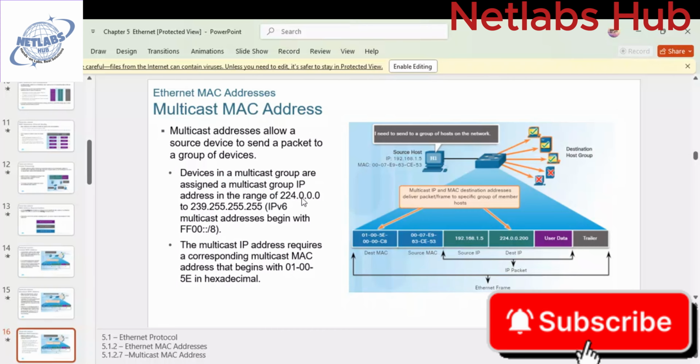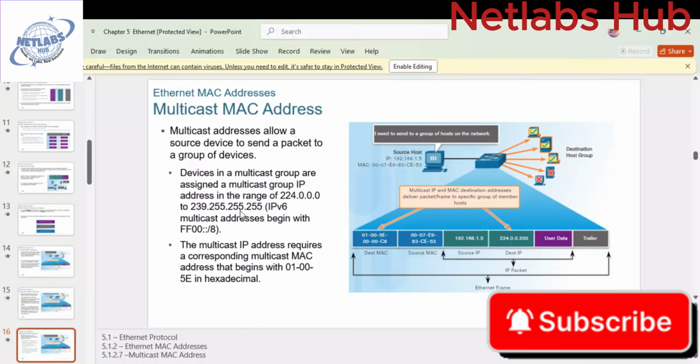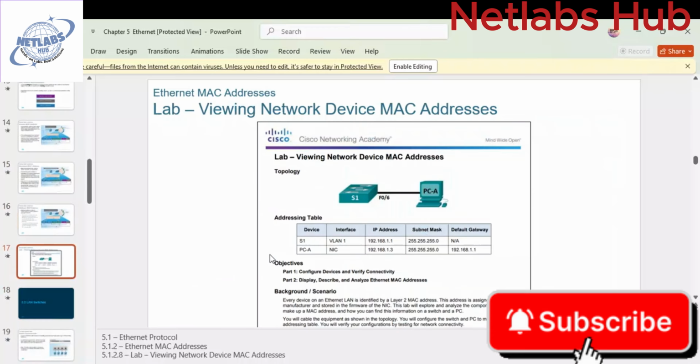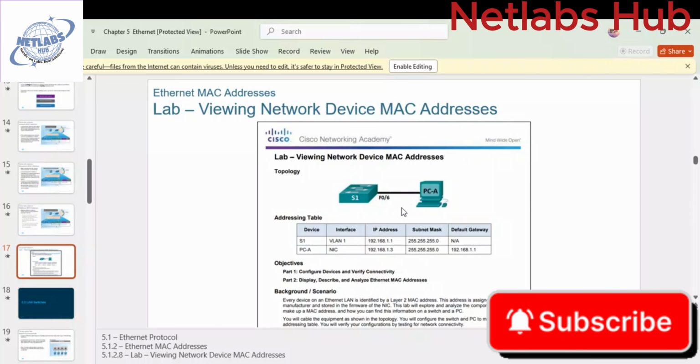That is 224.0.0.0 up to 239.255.255.255. So that is it. When it comes to IP version 6, we use FF00::/8. So this is a network you can use to verify the MAC address.